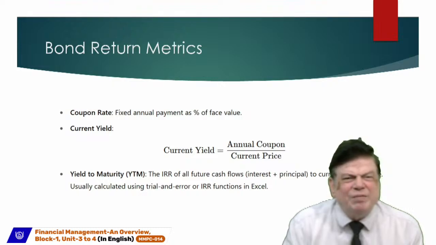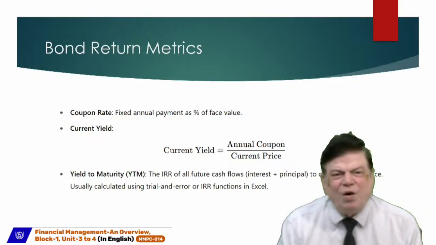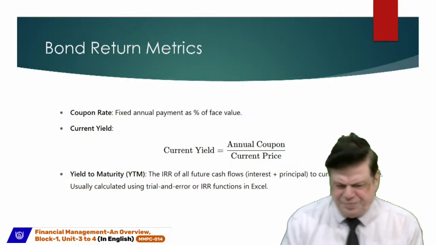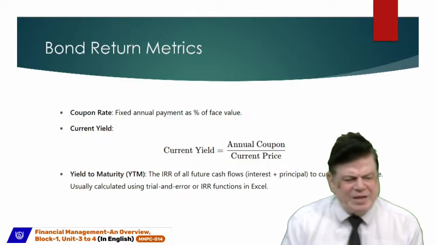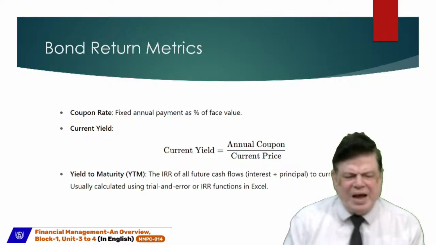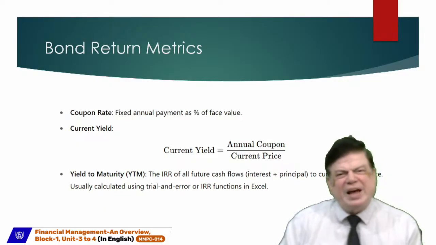Next, yield to maturity: the internal rate of return of all future cash flows, interest plus principal, to the current market price, usually calculated using trial and error or internal rate of return functions in an Excel sheet.